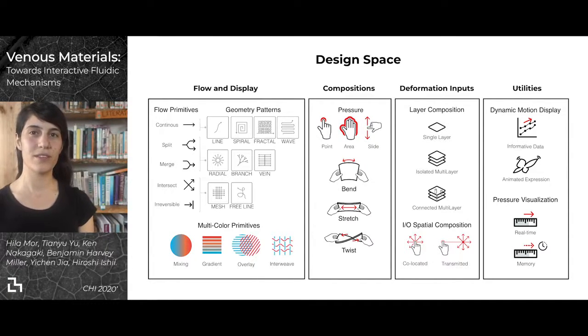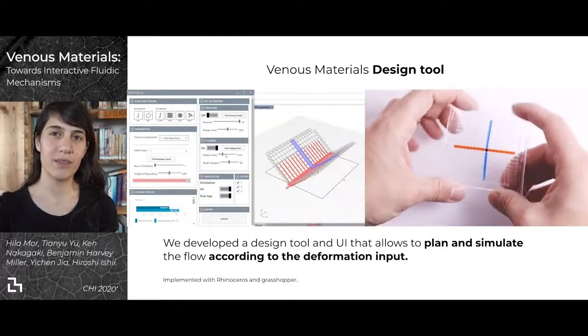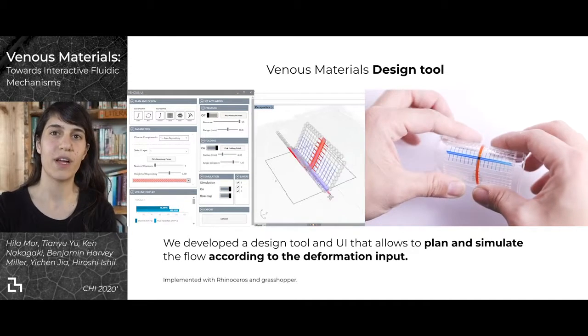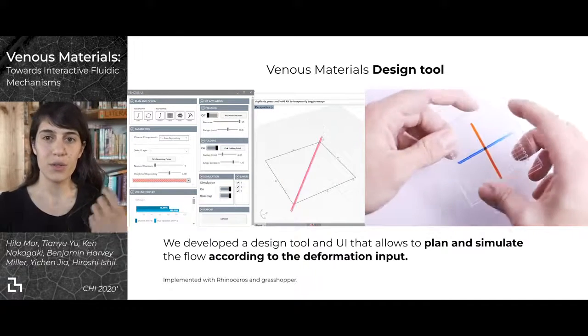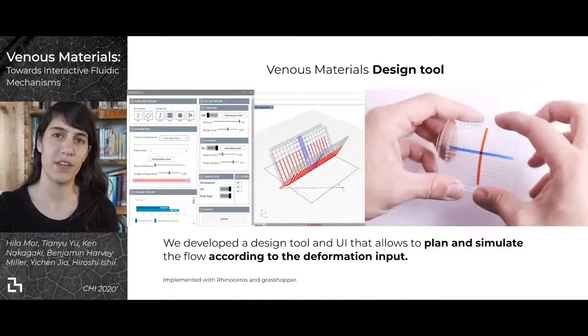So one of the questions that really motivated us was, how can we allow designers and researchers to plan and simulate Venous Materials? So we created the design and simulation tool, which is the first step of our fabrication pipeline. In the design and simulation tool, we developed both the tool itself and the UI to plan and simulate the flow according to specific deformation input.